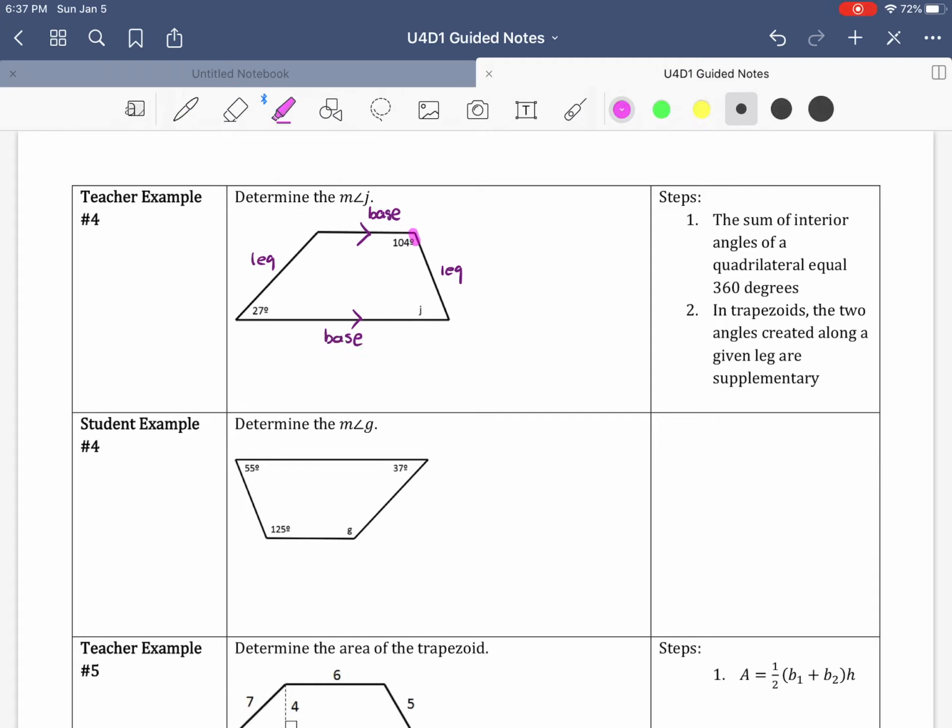Then along my leg, I know that my angles are supplementary. So 104 plus J will equal 180. If I subtract 104 from both sides, J will equal 76 degrees. So take a second and try student example number 4.